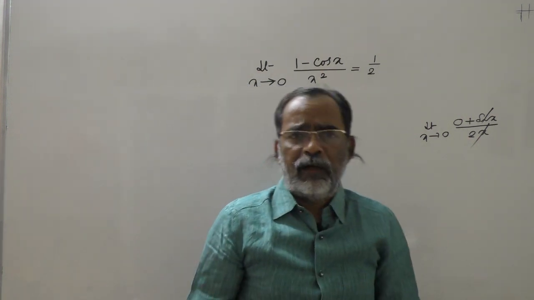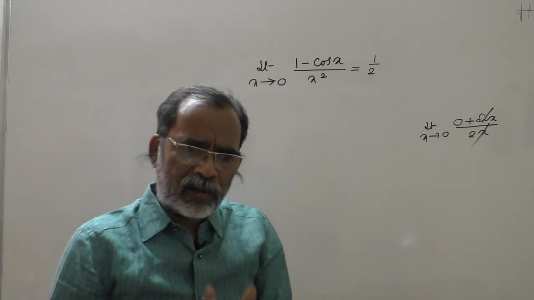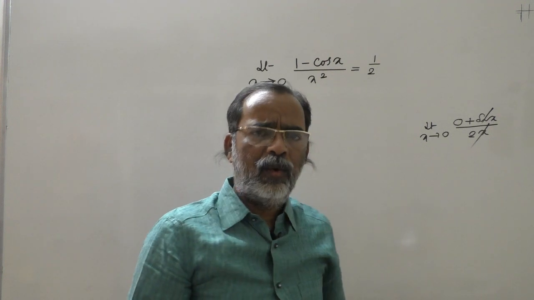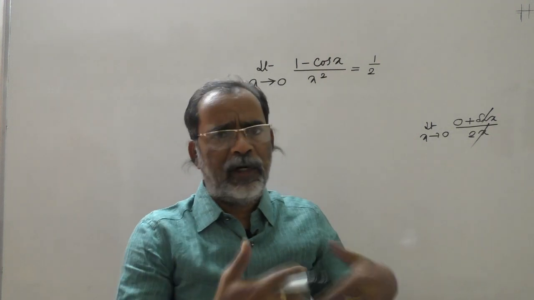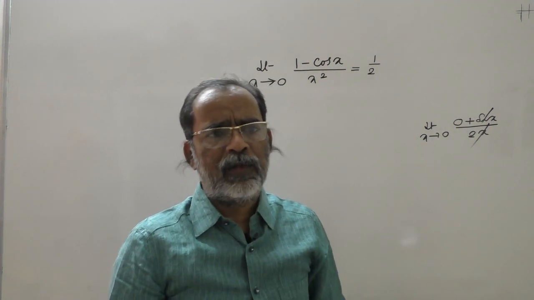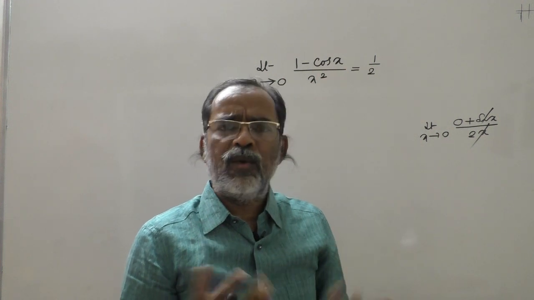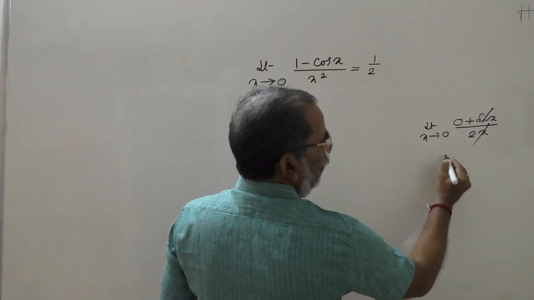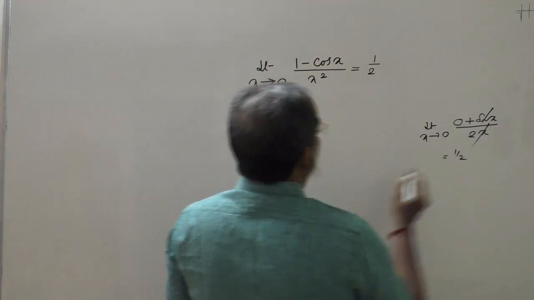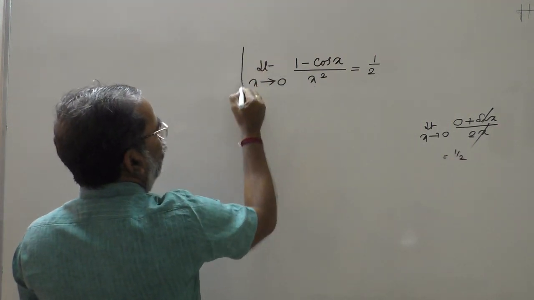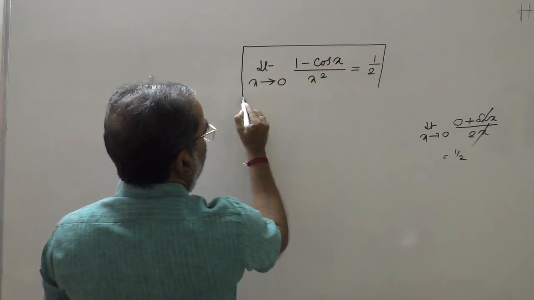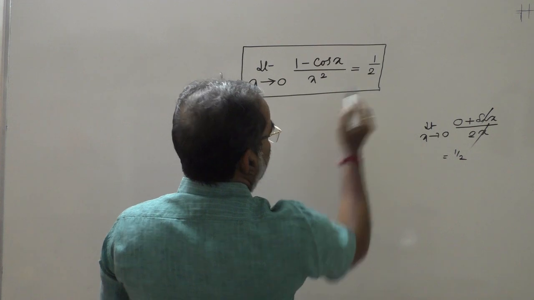You should not be confused. You can use standard limits, or you can use L'Hospital rule, or the factorization method for other problems. No confusion. You can use any one, whichever you feel comfortable with. So what is this? Its limit is 1/2. I will take it as a formula, because it will appear very frequently in problems.